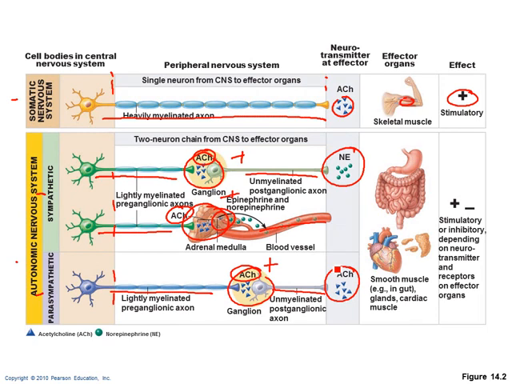Here are your organs. These are all your autonomic or involuntary organs: heart, digestive system, stomach, pancreas, adrenal glands. And it can either be positive or negative, depending on what the organ is and what type of receptor we have.